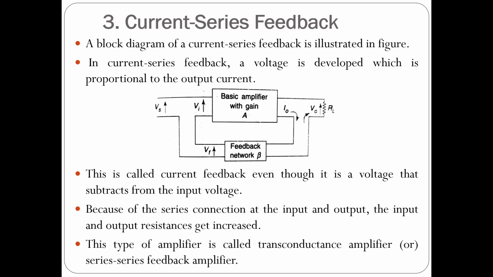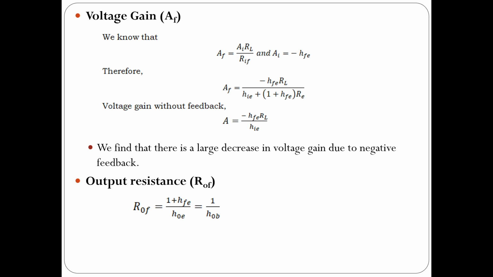Next, current series feedback. Here, a voltage is developed which is proportional to the output current. So this is called current feedback even though it is a voltage that is subtracted from the input voltage. Because of the series connection at the input and output, the input and output resistance get increased. This type of amplifier is called a transconductance amplifier or series-to-series feedback amplifier.